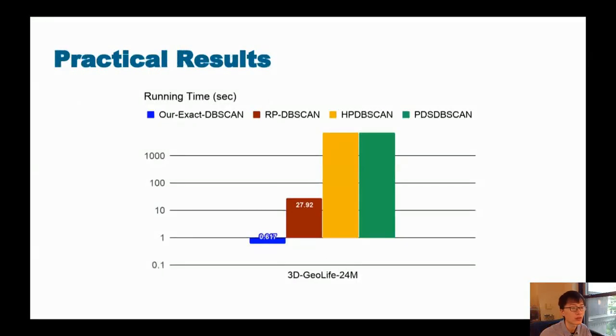Here's a glimpse of our practical results. This is a bar plot showing the running time of different methods on a 24 million point data set. As shown here, the y-axis is in log scale. Our method highlighted in blue is orders of magnitude faster than existing implementations.